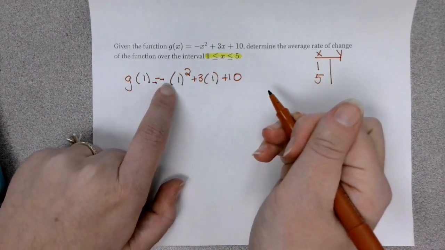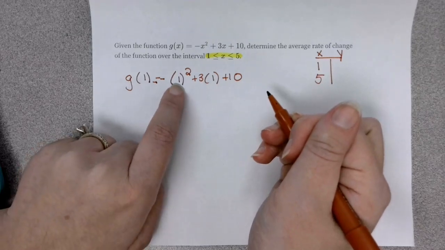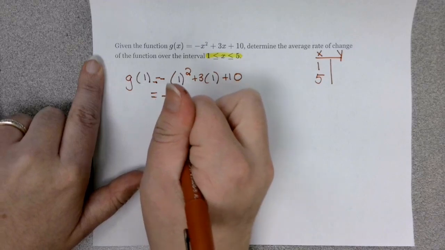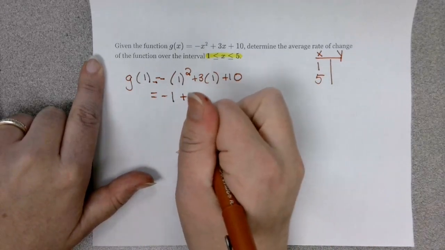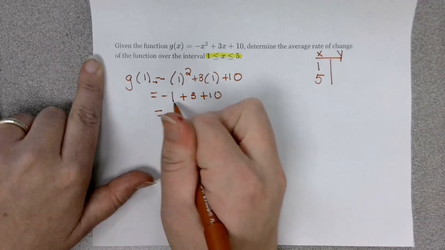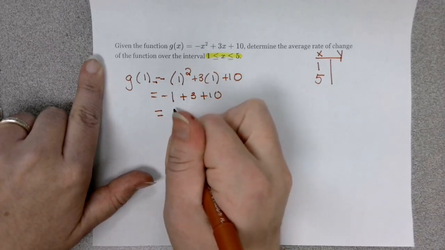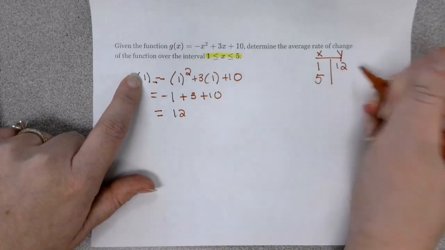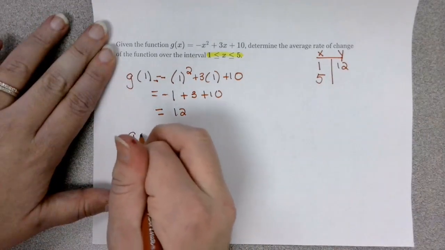This negative is not inside the parentheses, so first I'm just going to do 1 squared, and I get 1, and then that negative follows along. Plus 3 times 1 is 3, plus 10. -1 plus 3 is 2, plus 10 is 12. So when x was 1, my y is 12. I'm going to do the same thing with 5.